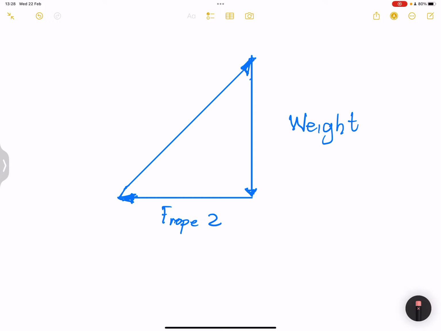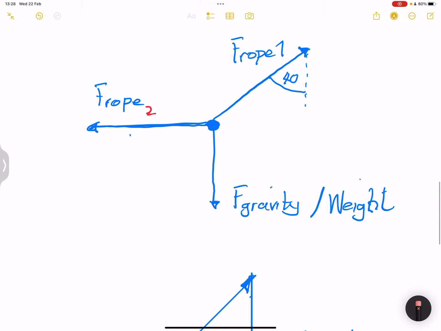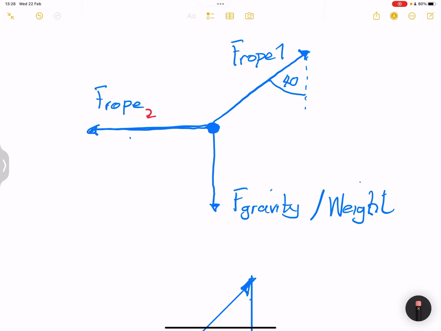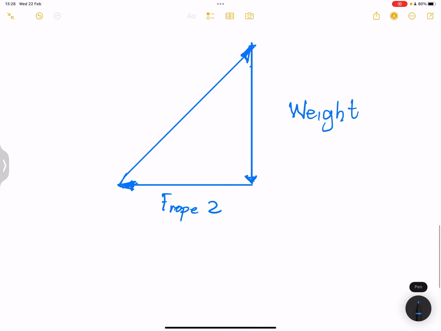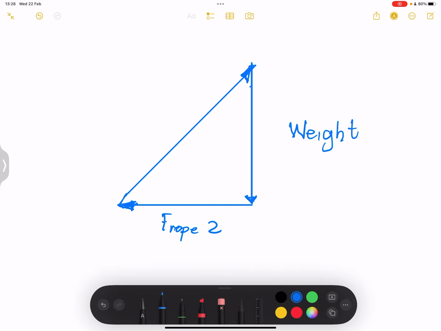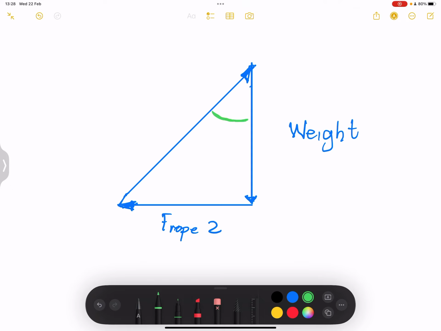Now please remember that rope 1 made an angle of 40 degrees with the vertical. So in this case, it would simply mean that there is our 40 degrees there. Remember that weight is a vertical line there, so that means that rope 1 would make an angle of 40 degrees. So we've got the force on rope 1, and we've got the force on rope 2 in that case.